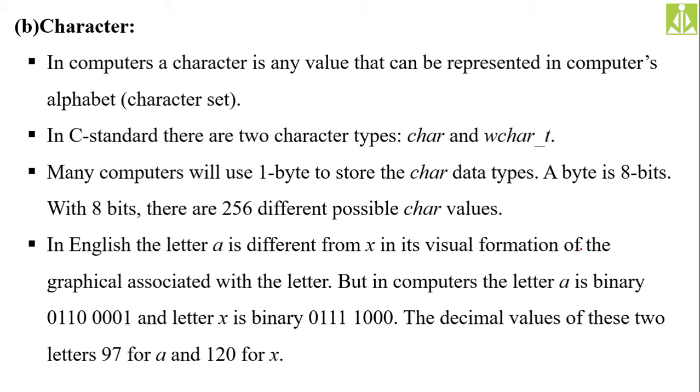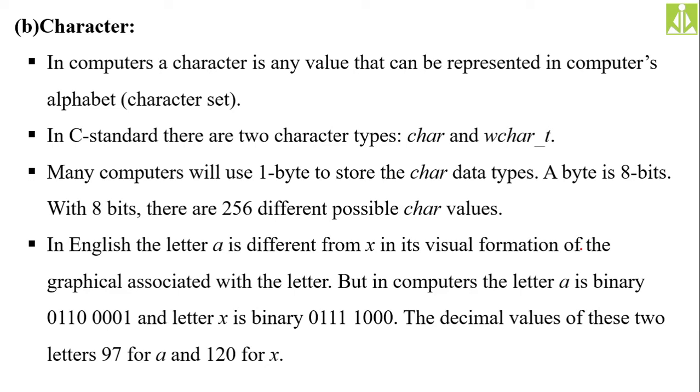So in computers, a character represents any value that can be represented in the computer's alphabet or C's character set. We have seen all English alphabets come under C's character set. Numerical values like digits come under C's character set. Special characters like semicolon, colon, full stop, comma, all the curly brackets, square brackets, angular brackets, all these special symbols come under special characters, and these also come under C's character set.